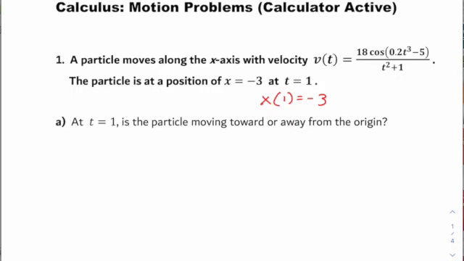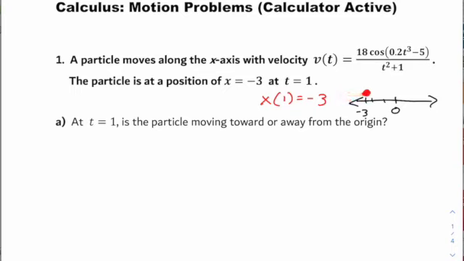Okay, so right off the bat, part A says at t equals 1, this time which we've been given its position, is the particle moving toward or away from the origin? And so just a little visualization of what you've got going on here, there's the origin on the x-axis, and at t equals 1, it's at a position of -3. So the particle is sitting right here on the x-axis, and you really just want to know, is it moving toward the origin, or in other words, is it moving to the right, or is it moving to the left, which would be away from the origin?